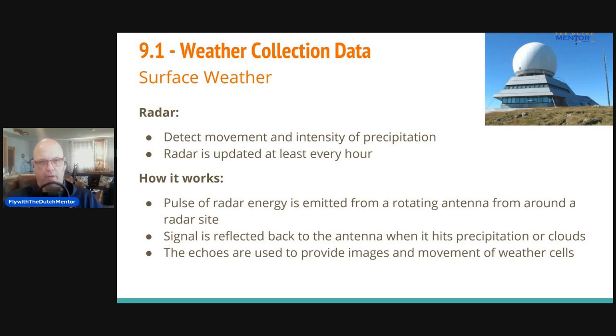So first is radar, right? You can see that, and they're usually the indicator you see them on top of ships, on top of buildings, or on top of mountains, right? They detect the movement and the intensity of the precipitation. Radar is updated every hour. One of the biggest things you have to remember with radar is when you're looking at a radar image, it's already about 15 minutes old. Right? But it really gives you a clear indication of the precipitation that's heading in your direction, how fast it is coming at you, and always imagine it to be a little bit further than where you see it on the image, because it's that 15-minute lag that is in there.